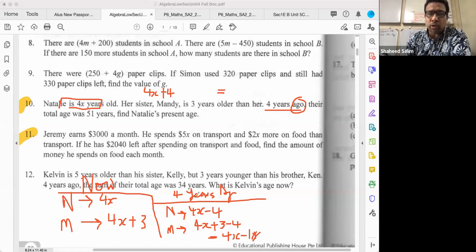So their total age, you plus these two. How to plus? I show you now. 4x minus 4 plus 4x minus 1 is equals to 51. This is the equation you're supposed to get. Natalie's age plus Mandy's age 4 years ago equals to 51.